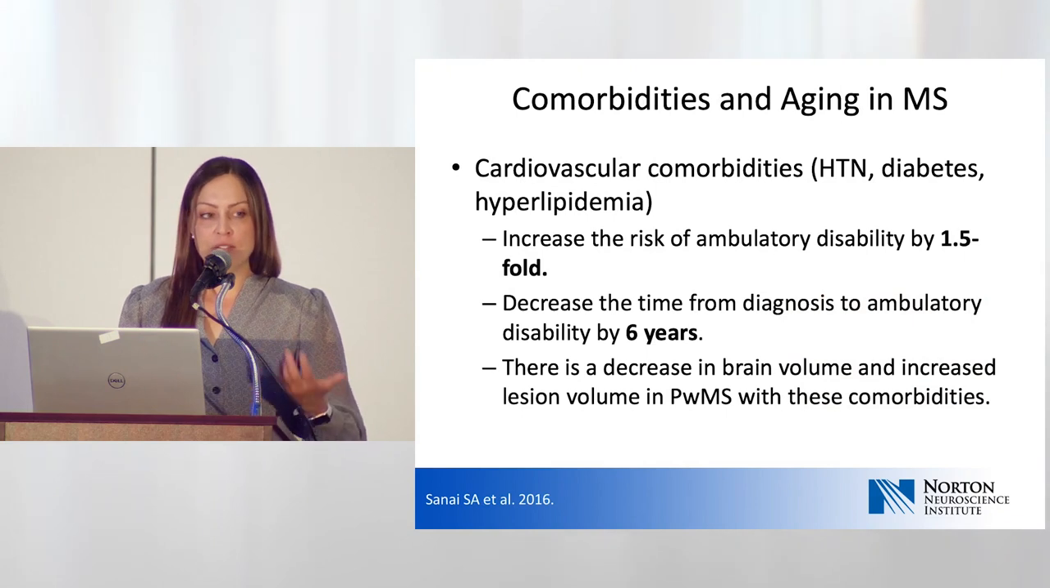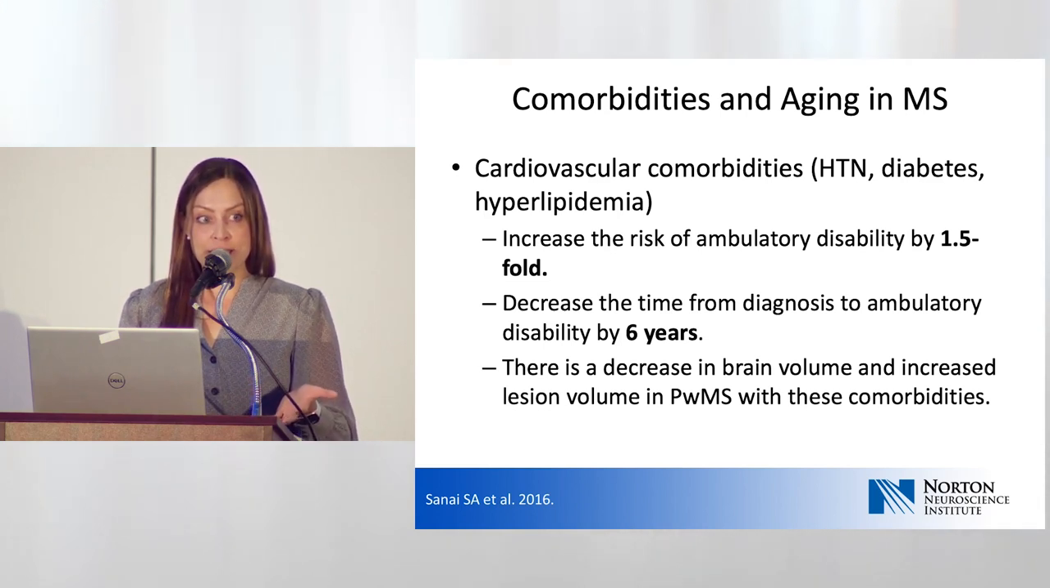What about the impact of other diseases that are more common as we age and multiple sclerosis? So I like to think about cardiovascular diseases, things that affect the blood vessels in the heart and in the brain, things like high blood pressure, diabetes, and high cholesterol. And studies have shown that these can speed up or make multiple sclerosis worse if you have these diseases and you don't treat them. In one study, there was an increase in risk of ambulatory disability by 1.5-fold. There's a decrease in time from diagnosis to ambulatory disability, or having to walk with an assistive device, by 6 years if you have these diseases.